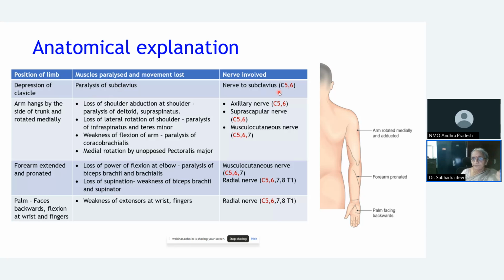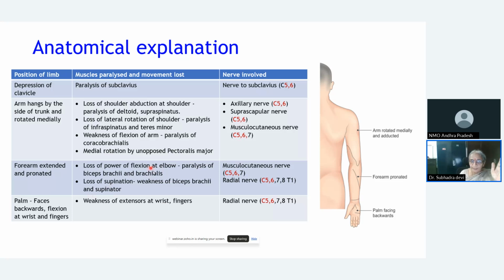So that means which nerve is affected. Arm hanging by the side of the trunk and rotated medially. So the axillary nerve supplying the deltoid, and the suprascapular nerve, that is the supraspinatus, infraspinatus, and teres minor, they are responsible for that. And the musculocutaneous nerve is also affected because of the coracobrachialis. So whichever is receiving from C5 and C6 roots, they will be involved in these cases.